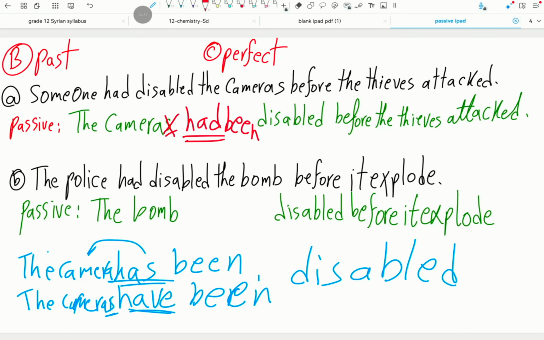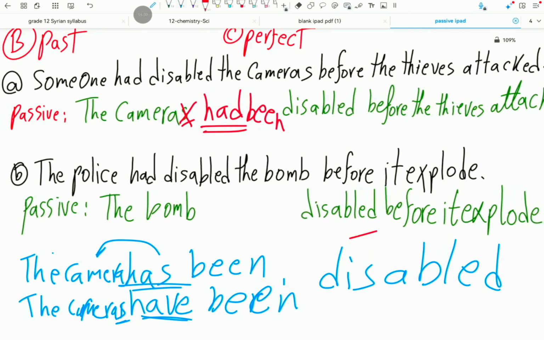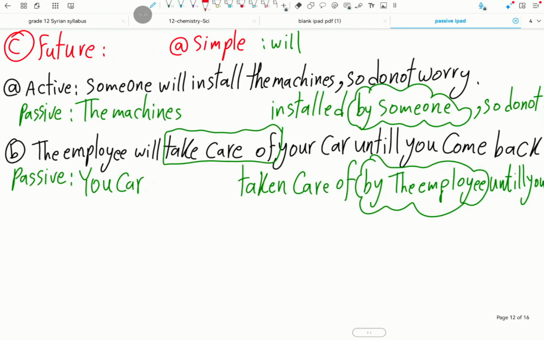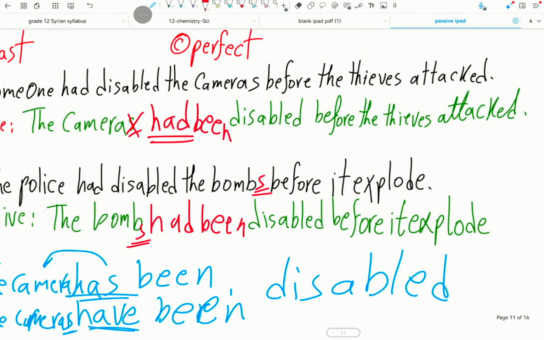Because we have only one case. For example, the police had disabled the bomb before it exploded. The bomb had been disabled. Teacher, what if I have bombs? The same, had been in both cases, because generally, my friends, we have only one case, which is had been, in the past perfect.